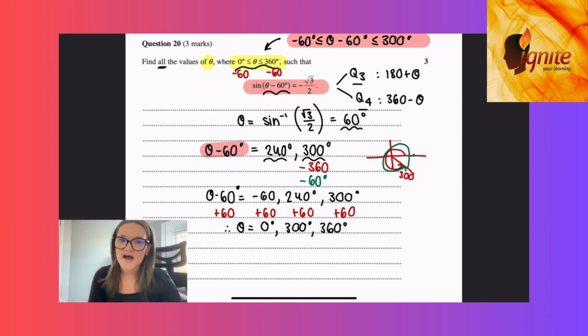Okay, so hopefully that helps you understand the unit circle a little bit better. These questions do try to catch you out a little bit, so make sure that you are changing your domain and using the unit circle to figure out the exact values as well.